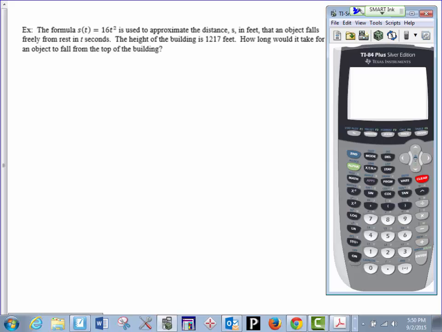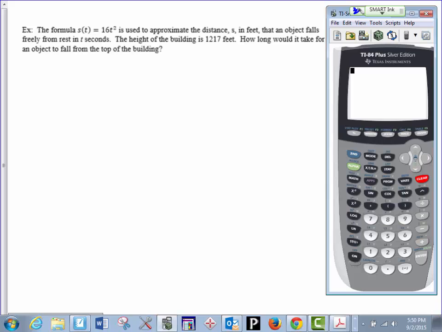In this problem, we are given a formula s of t equals 16t squared. That formula is used to approximate the distance s in feet that an object falls freely from rest in t seconds. The problem states that the height of a building is 1,217 foot tall. The question is, how long would it take for an object to fall from the top of the building?